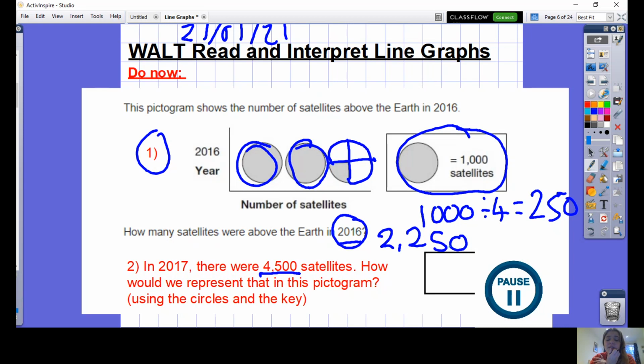Finally, I need to draw 4,500. I'm going to start with my thousands: 1,000, 2,000, 3,000, 4,000, and I'm now trying to create 500. That's half of 1,000, so I will draw half of a circle. Well done if you got those two answers correct. Remember to mark your answers using a different coloured pen or a highlighter.